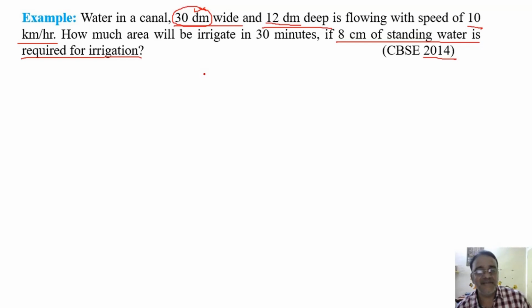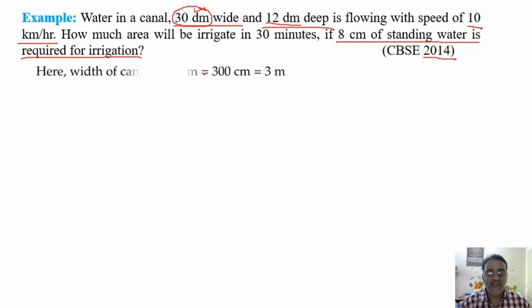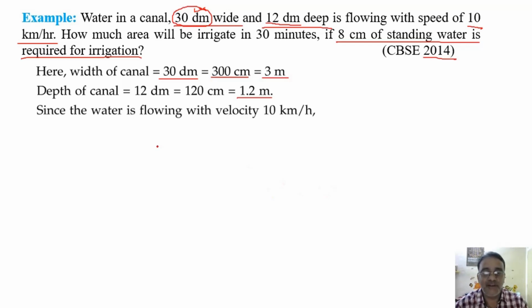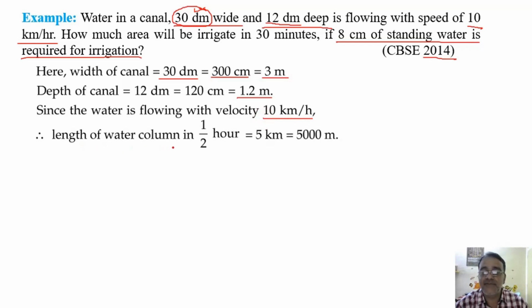30 decimeter is given. It is just like the textbook question. So width of the canal 30 decimeter, that is 300 centimeter, so 3 meter. And the depth of the canal 12 decimeter, 120 centimeter, 1.2 meter. Okay, and it is flowing with a speed of 10 kilometer per hour, and canal will take a shape of cuboid. So since the water is flowing with a speed or velocity 10 kilometer per hour, therefore the length of water column in half hour is 5 kilometer, that is 5000 meter.